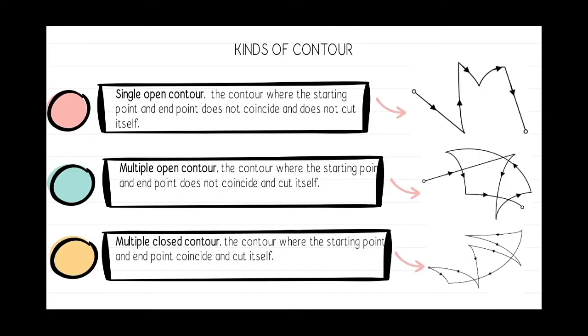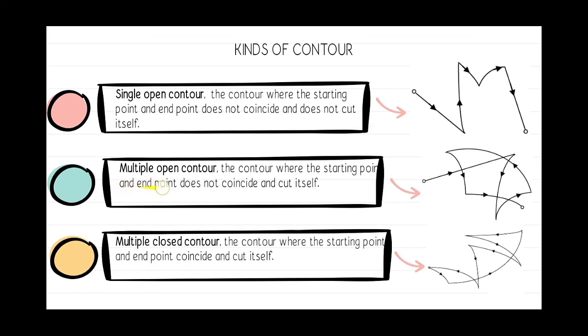There are many kinds of contour. The first is single open contour. Single open contour is the contour where the starting point here and the end point here doesn't coincide and doesn't cut itself. Doesn't cut itself means that the contour is a single contour.